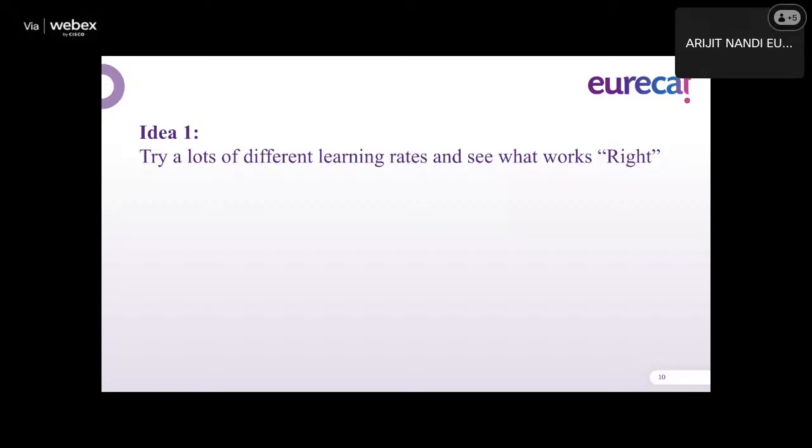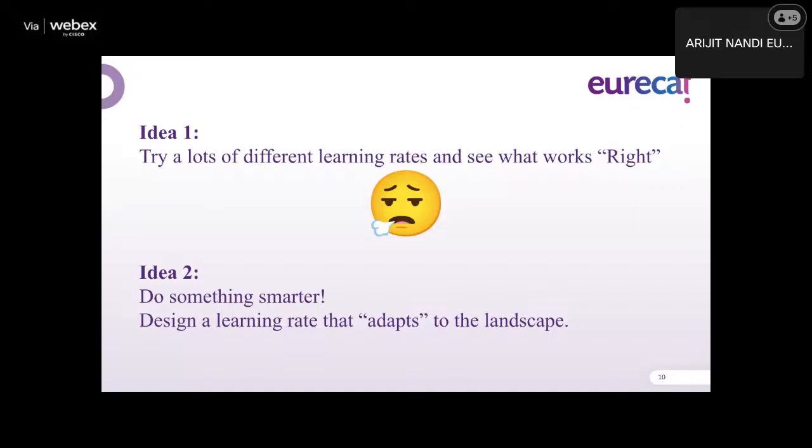So what's the next idea that we can propose? The next idea is to do something smarter: come up with an adaptive learning rate that adapts to the landscape. Remember the 3D landscape, with local minima, the global minimum, different plateaus and everything. So what if the learning rate can be adapted based on the landscape? Yeah, that could be the idea.